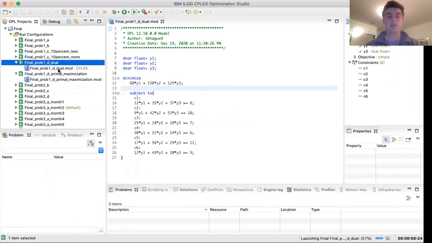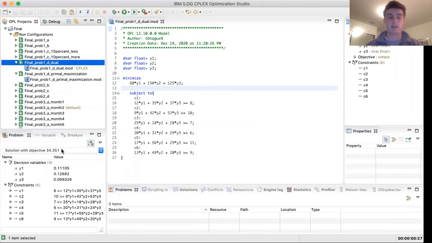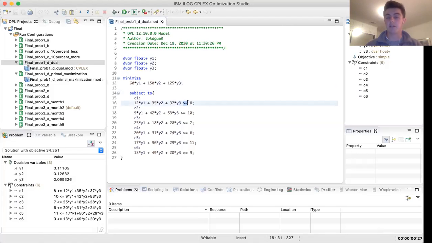Again, this is built off of the primal maximization we just made in the last step, the dual of this. As you can see, the dual of the maximization is the minimization. And we are going to get an objective value of 34.351 million. There's your Y1, Y2, Y3 values. Now, if we were to make a dual problem from the original minimization problem, it would be a maximization dual problem. And obviously the signs of the constraints would then be less than or equal to constraints.